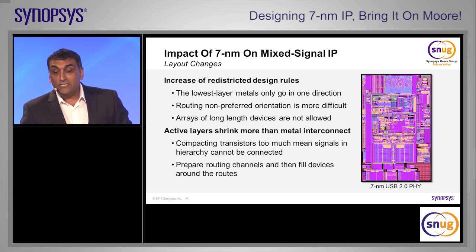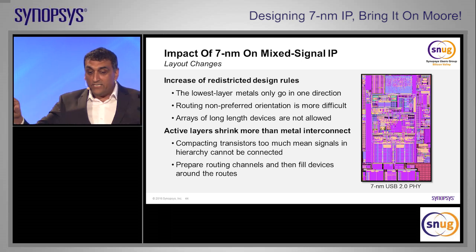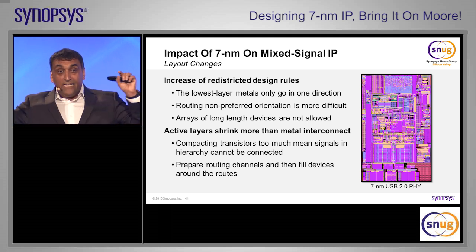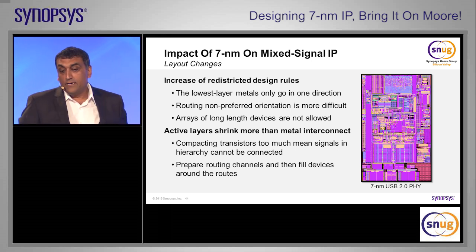Routing in non-preferred orientations is very difficult. And if you've got a long length of P devices and N devices and you want to hook them up through the gate using poly, it's not allowed. You have to use metal. So there's no local interconnect of poly.